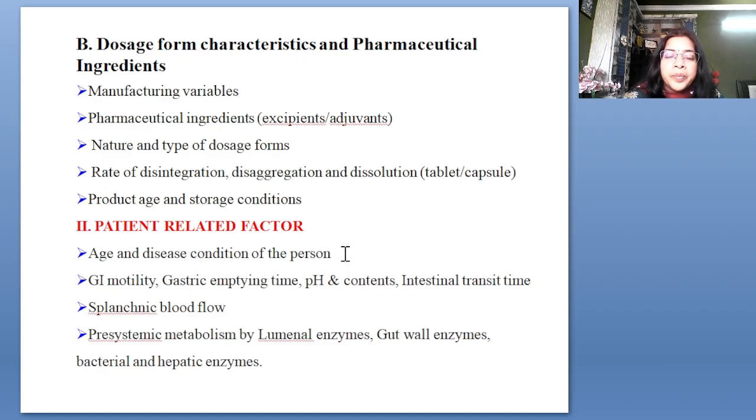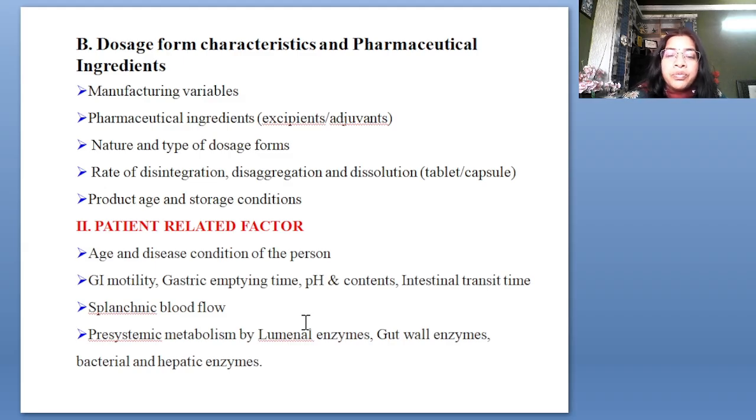GI motility is directly related with gastric emptying time and intestinal transit time. Gastric emptying time is the time period in which the contents from the stomach get emptied into the intestine. And intestinal transit time is the time in which the contents in the intestine travel from the small to the large intestine and then from the large intestine to the rectum area for elimination. So these times are important.